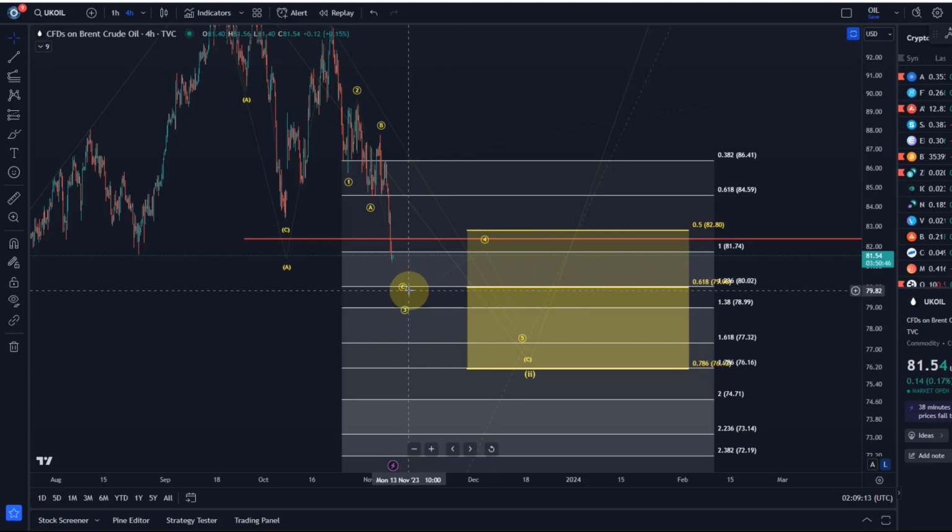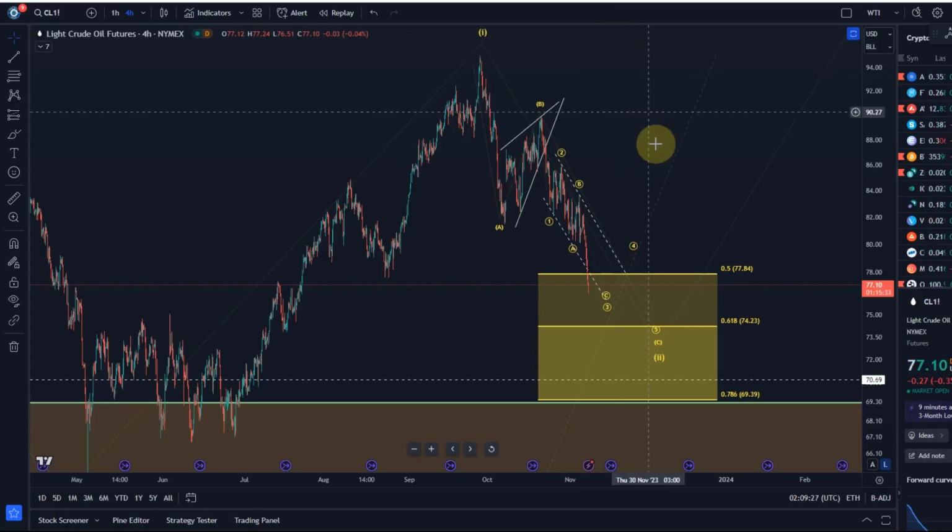So those are the next levels to watch. And then the wave 5 could reach the area around $77, $76. So it's all going to be quite low in the yellow box. That's Brent Crude. So let's take a look at WTI as well.